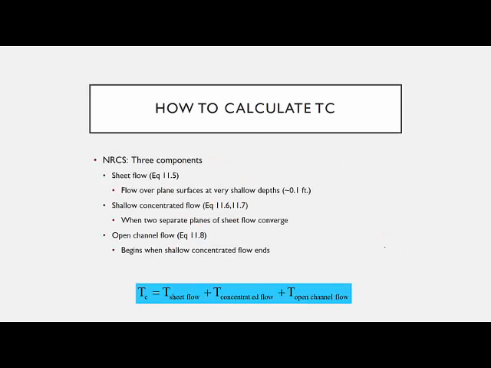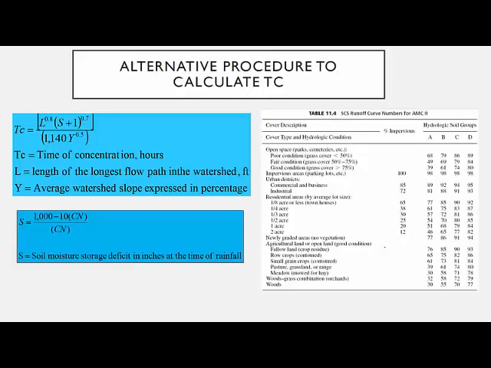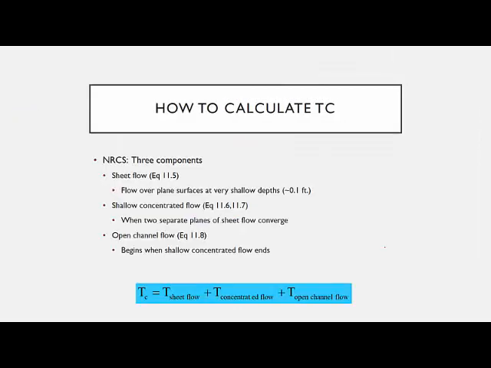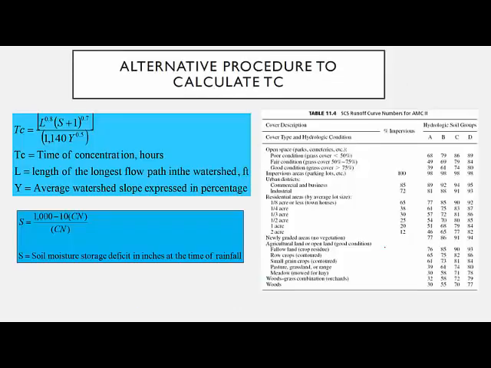Remember that there are different ways of calculating the time of concentration. You have already practiced that. The important thing is that you have to make sure that you add all the components for the time of concentration that you need to add: sheet flow, concentrated flow, or open channel flow. This is an alternative procedure to calculating the time of concentration. So you calculate one time instead of 3 different times.